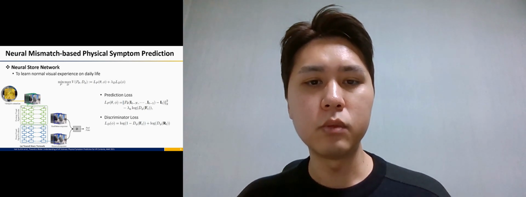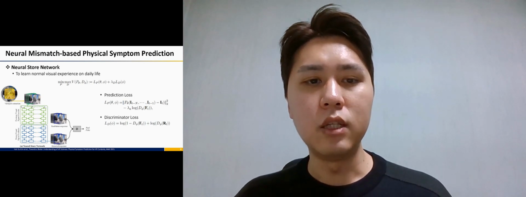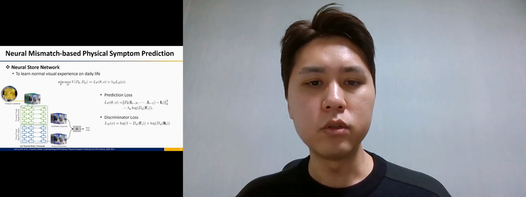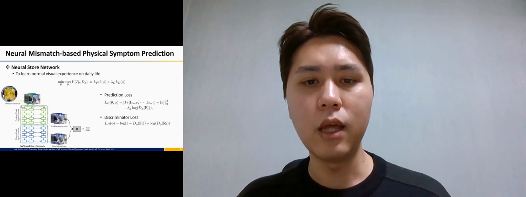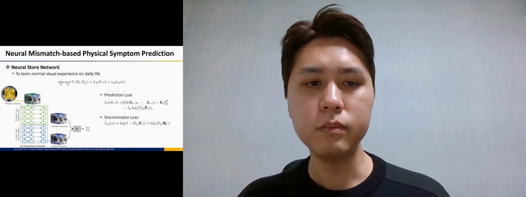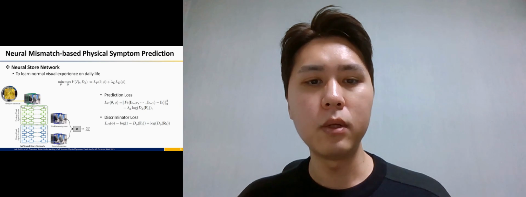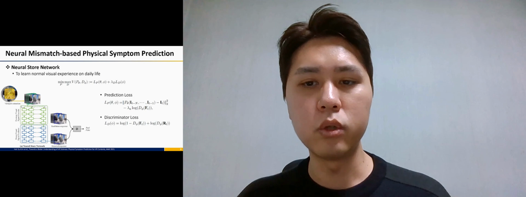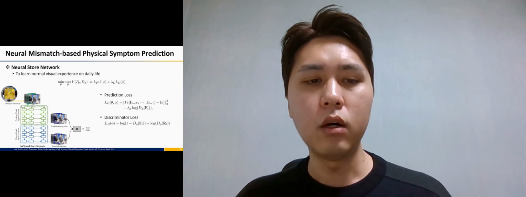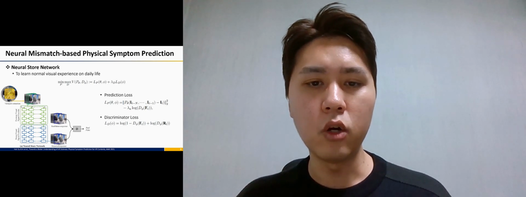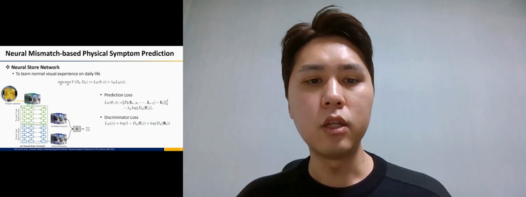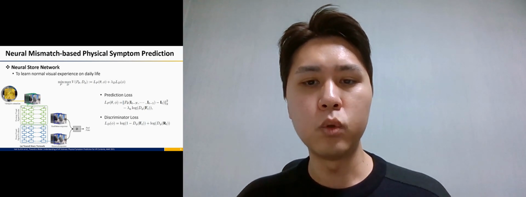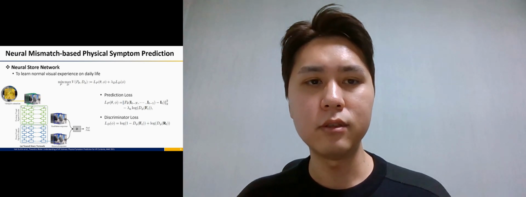Second, the discriminator is to determine whether the input is realistic or not. The spatial-temporal discriminator is based on the 3D CNN in this work. The D phi f t in the first term is the probability that the discriminator determines the fake sequence as original. The second term is the probability that the discriminator determines the real sequence as original. So by adversarial learning between the predictor and the discriminator, the prediction performance of the neural store network for normal video sequences can be enhanced.